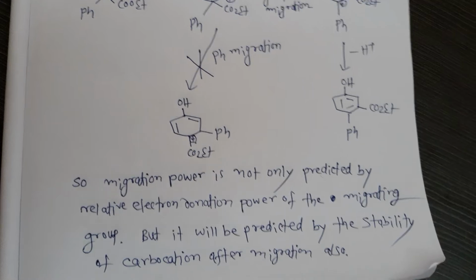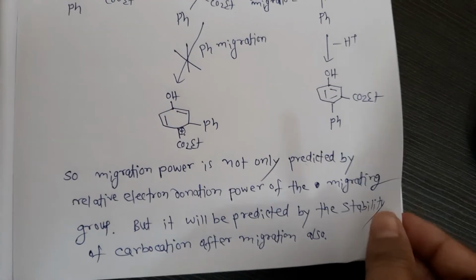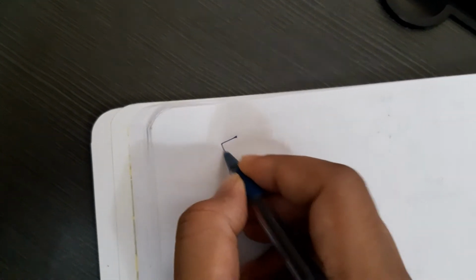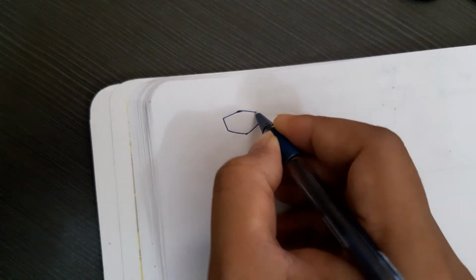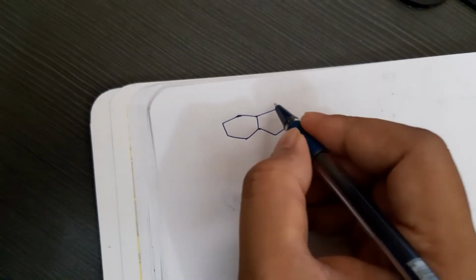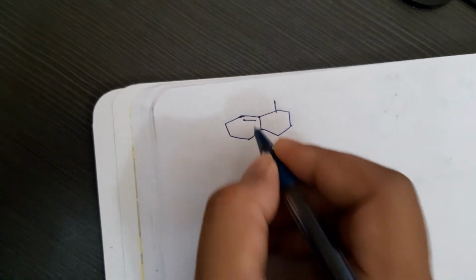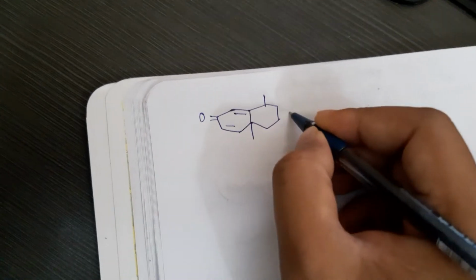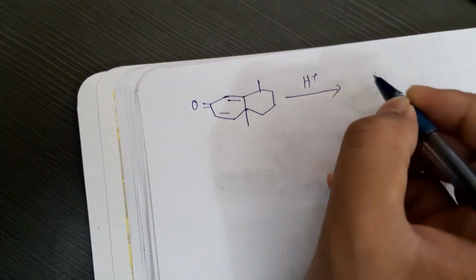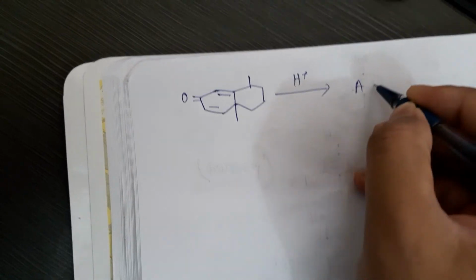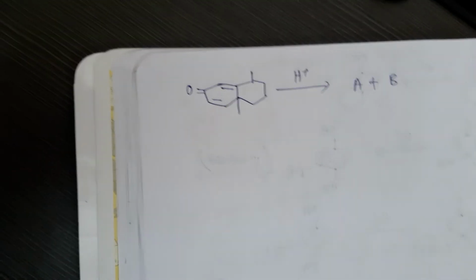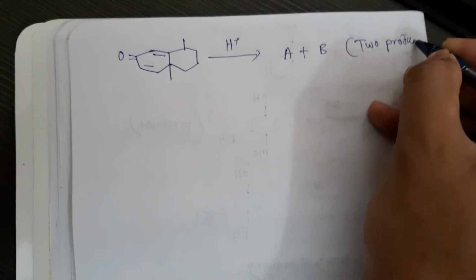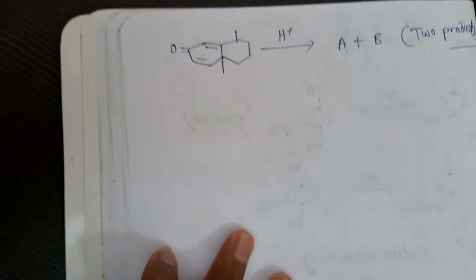So let's see an example which is a very important example. Here a methyl group is present, here also one methyl group, here a keto group. So if we give H plus to that system, then two products are formed. What are the two products? Let's see.